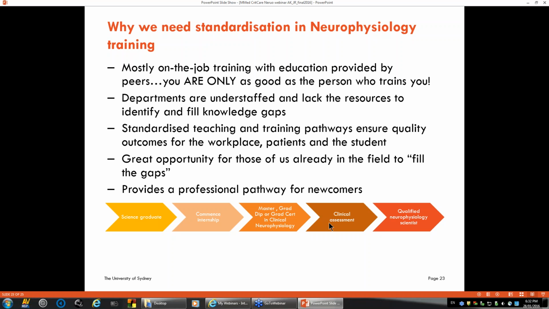This is the clinical assessment stage, and then once you've married those two up, the theory and the practical, then you really should be able to go out there and work anywhere. And this is the aim that we're working towards as an industry at the moment. So the Masters is a really exciting move in stepping towards attaining that goal for our industry.